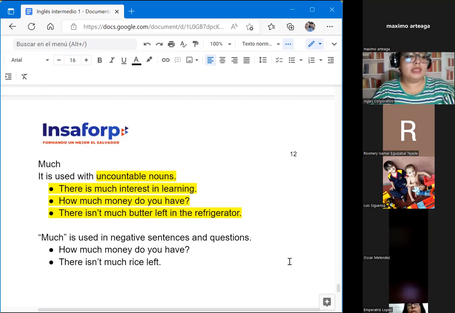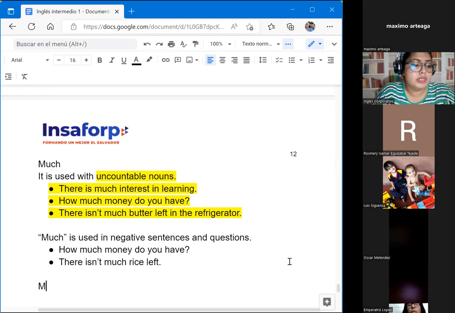For example, they say, we have a lot of time, instead of we have much time. And in that case, we can say, oh, it is true, because we can hear that expression a lot. And also, it's another example. There is a lot of wine in the bottle, not there is much wine in the bottle. So in that case, it is like preference.